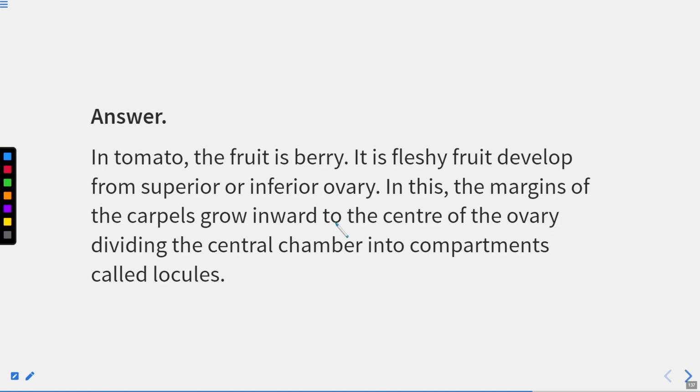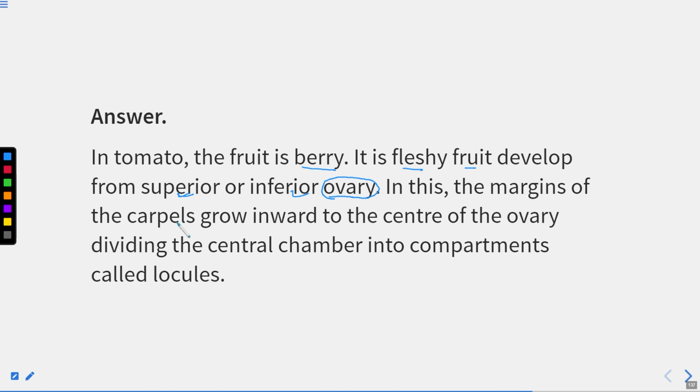So if you talk about tomato, the fruit is known as berry. Now it is a fleshy fruit developed from superior or inferior ovary. So ovary can be superior or ovary can be inferior, and depending on that, flower can be hypogynous or flower can be epigynous or perigynous, depending on the position of the ovary. You must be already knowing about this.